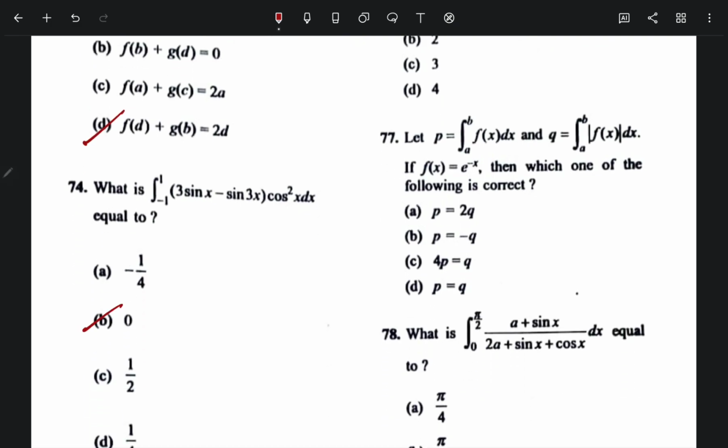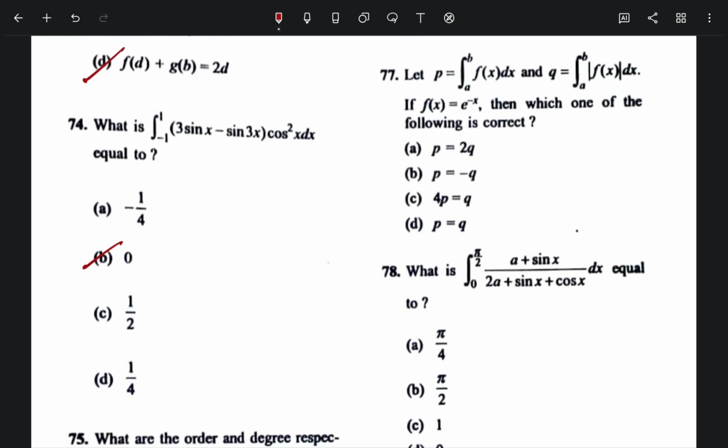So this is B. This is a direct formula. You multiply it inside, you will find the direct formula. Finally, since it is 1 and minus 1, we apply the property of odd function, even function, you will get 0.